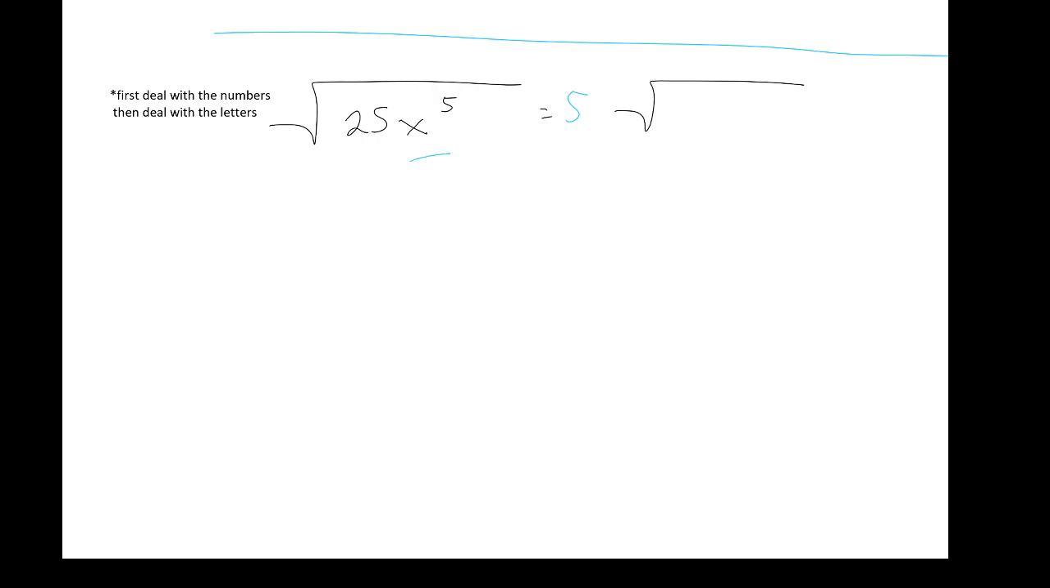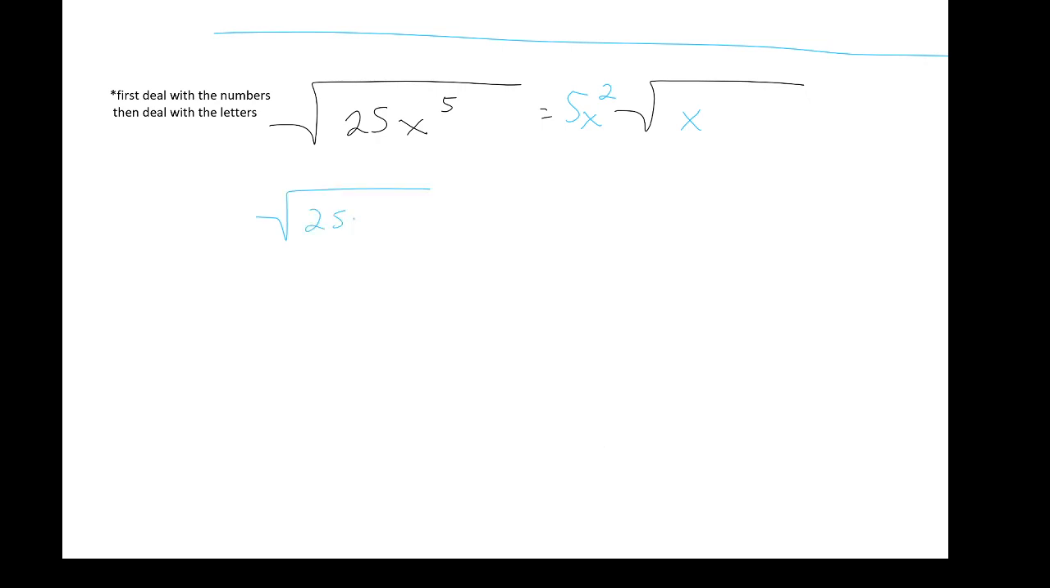Next, let's deal with the letters. The square root of x to the 5th. Well, you do it like this. The square root of x to the 5th means that we have 5 divided by 2, okay? What's 5 divided by 2? Well, it's 2, remainder 1, okay?